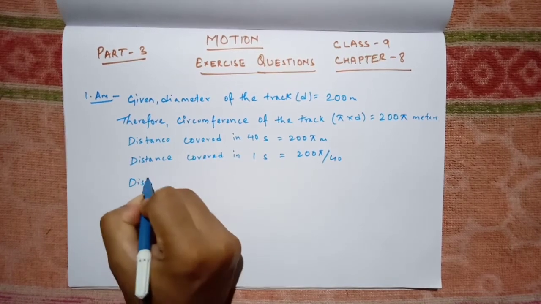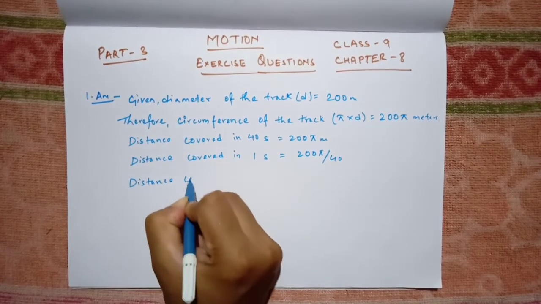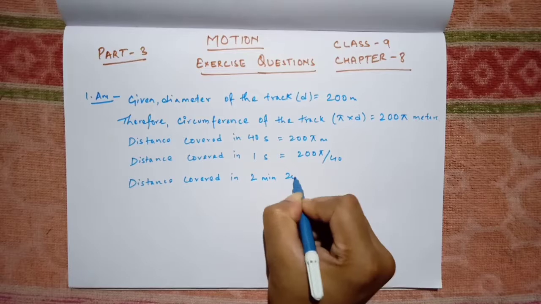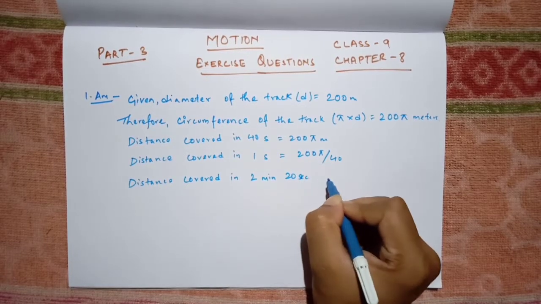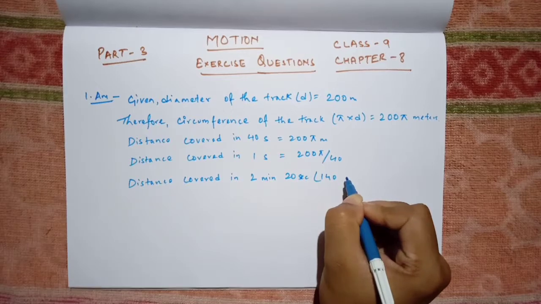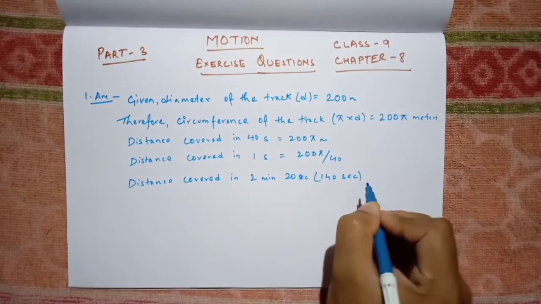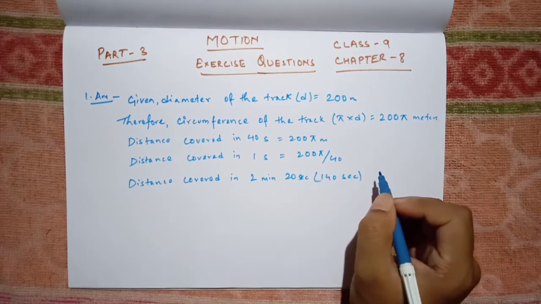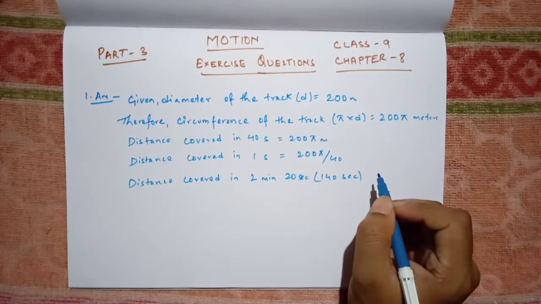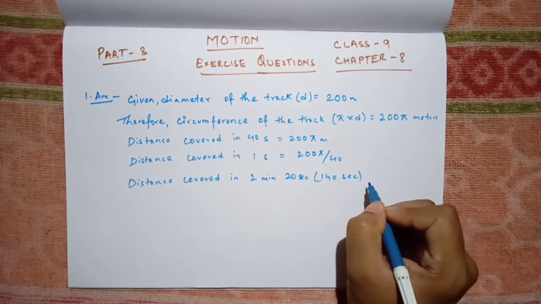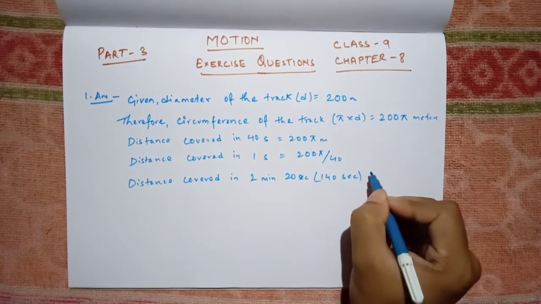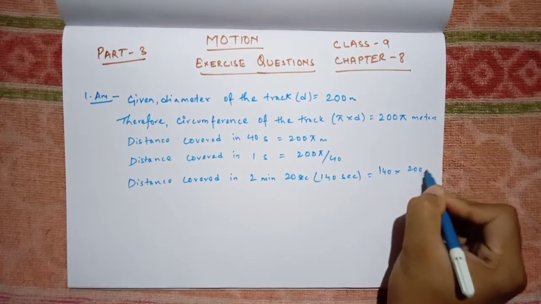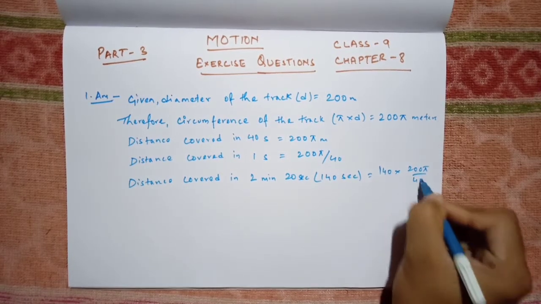So now the distance covered in 2 minutes and 20 seconds, which is 140 seconds, will be 140 multiplied by 200 pi by 40.